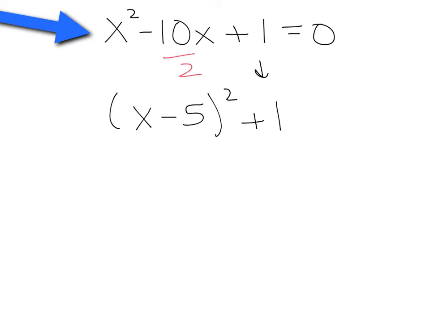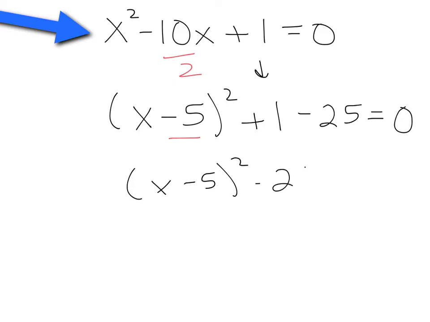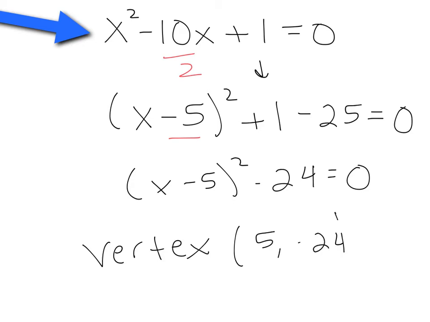And again, you're going to take the number inside the parentheses. You're going to square it. So that's going to be 25. And you will subtract it. So minus 25. Okay, and now we'll simplify, so you have x minus 5 squared minus 24 is equal to 0, and therefore the vertex will be 5, negative 24.